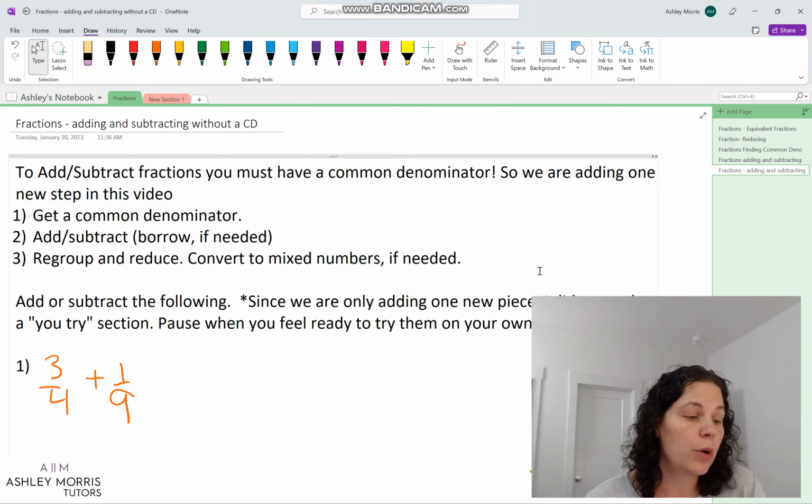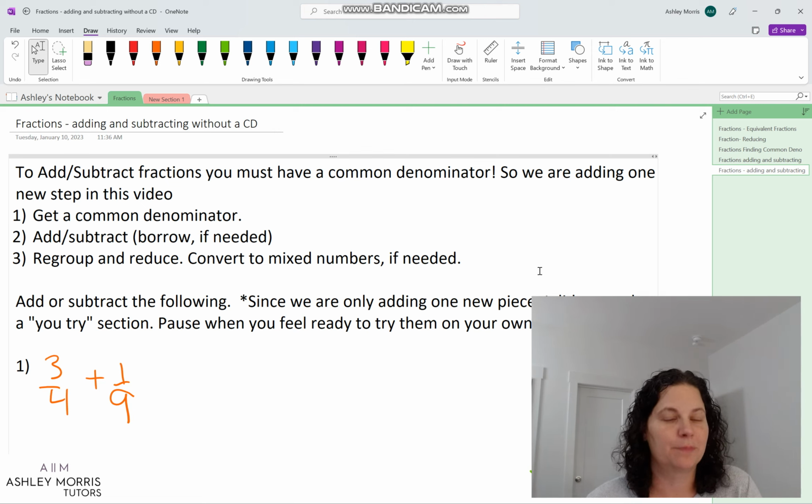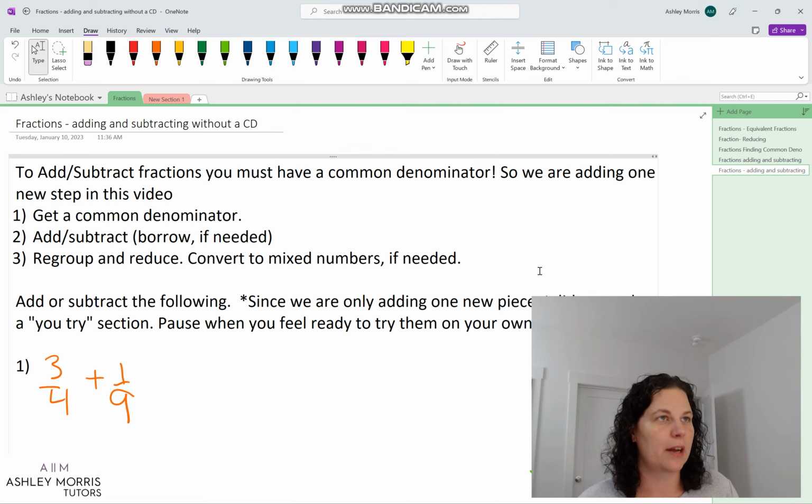And in this video, we're going to learn about adding and subtracting fractions without a common denominator. The cool part is you already know all the pieces for this. We just have to put them together. So the first thing we need to do is get a common denominator. You cannot add or subtract without a common denominator. Then we're going to add and subtract like we did in our last video.